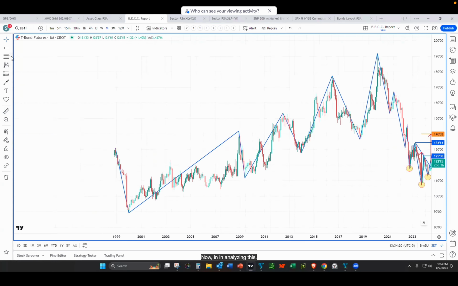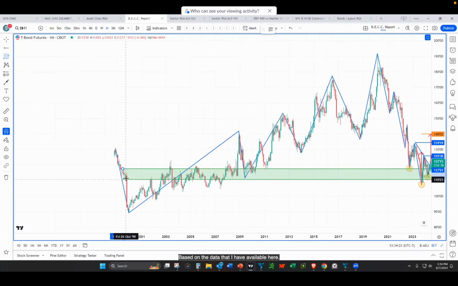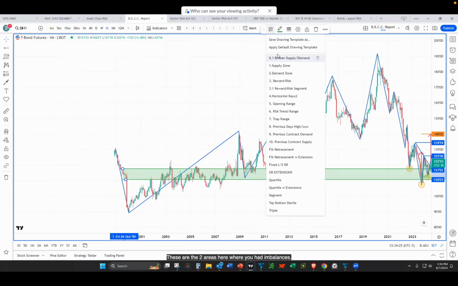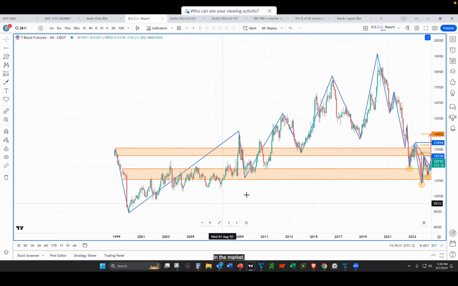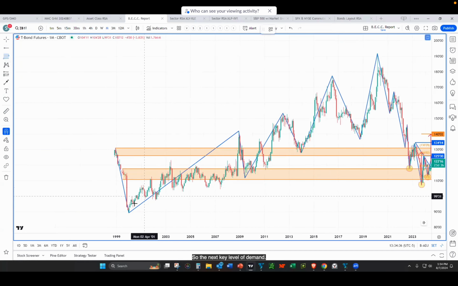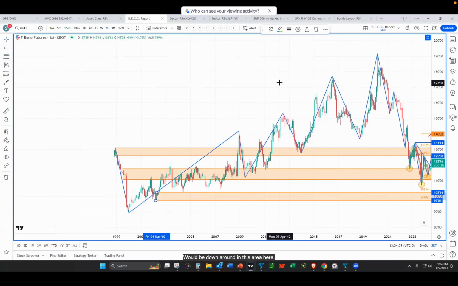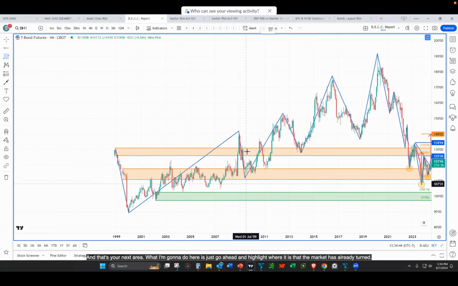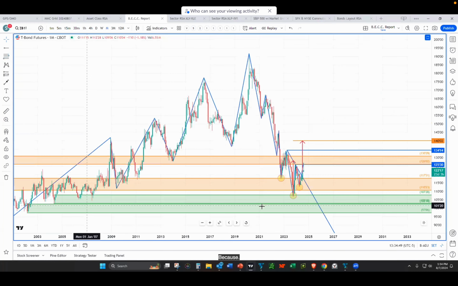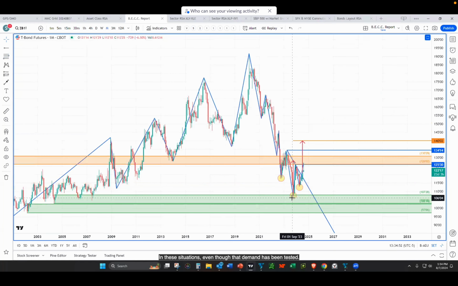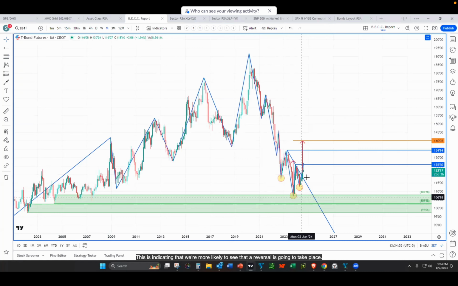Now, in analyzing this, based on the data that I have available here, these are the two areas here where you had imbalances in the market, okay? You can see that all of this has already been tested here. So the next key level of demand would be down around in this area here, okay? And that's your next area. What I'm going to do here is go ahead and highlight where the market has already turned, because in these situations, even though that demand has been tested, this is indicating that we're more likely to see a reversal take place.